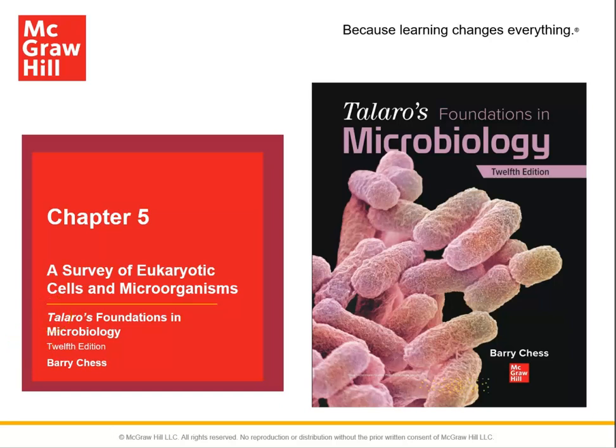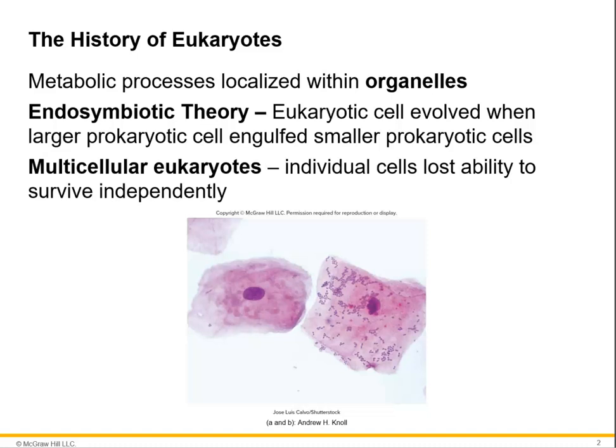Okay, so we've talked about a survey of prokaryotic cells and microorganisms. Now it's time to do the same thing, but with eukaryotes. So what makes a eukaryote a eukaryote? Well, what's special about us is we have metabolic processes that are located within membrane-bound organelles. These would be things like the nucleus, mitochondria, the Golgi apparatus, etc. And we'll talk about each one of those in detail here in just a little bit.